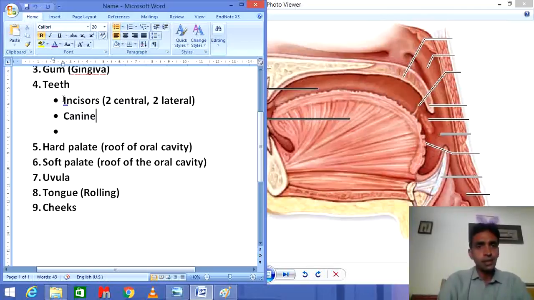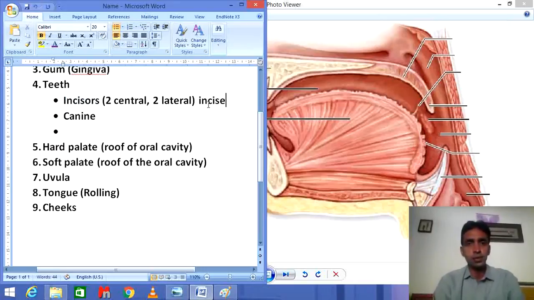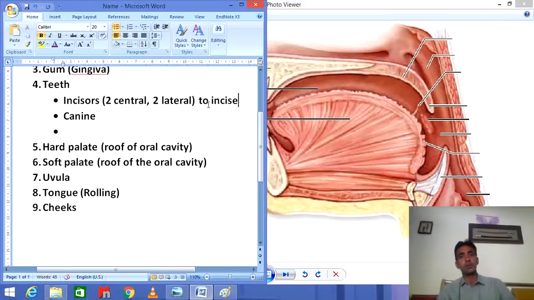What is the function of incisor? Incisor is actually responsible for the incision of food, to incise the food, to cut down the large food particle into small food particles for chewing purpose. So this is to incise.